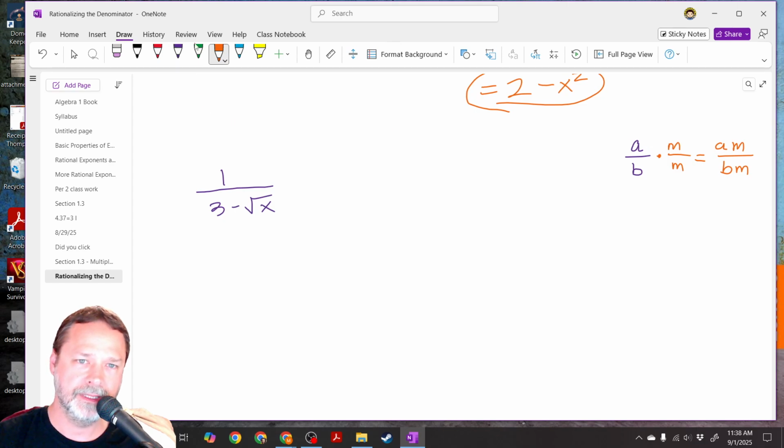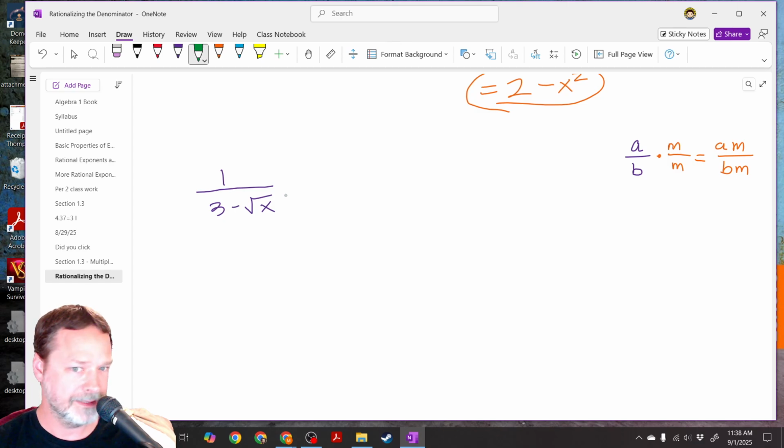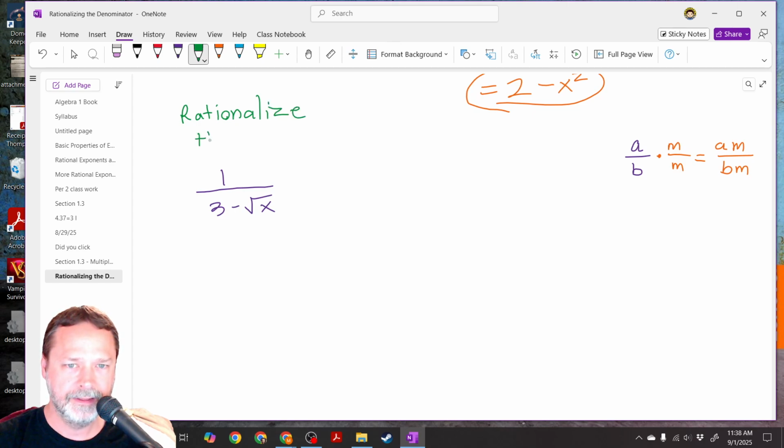And that's what's really nice. So that's exactly the trick we're going to use. We're going to multiply the top and bottom, numerator and denominator, by the same thing. Well, what is that going to be? It's going to be the conjugate of the denominator, because I don't want the root in the denominator. We want to rationalize the denominator. Remember, that is what we're doing. Rationalize the denominator.